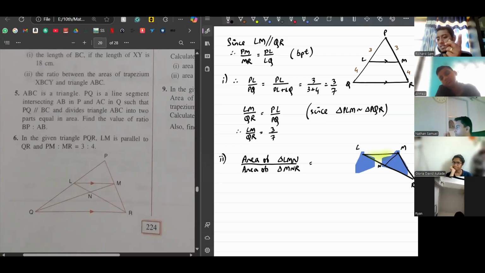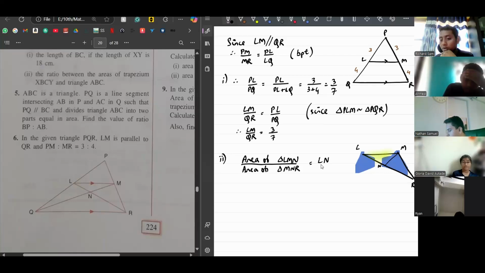See, they have the same base. This is the common base and common vertex. Okay? So the area of these two triangles will be equal to what? No, their bases, ratios of their bases. It will be LN upon NR.